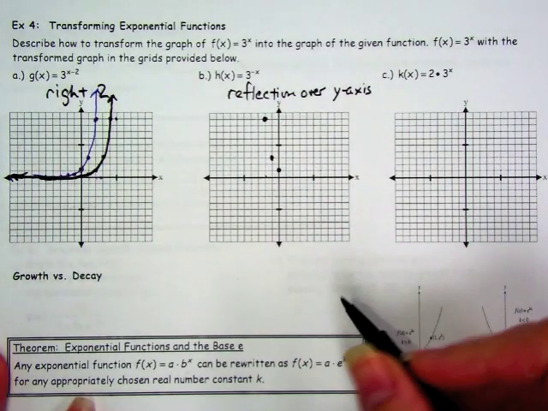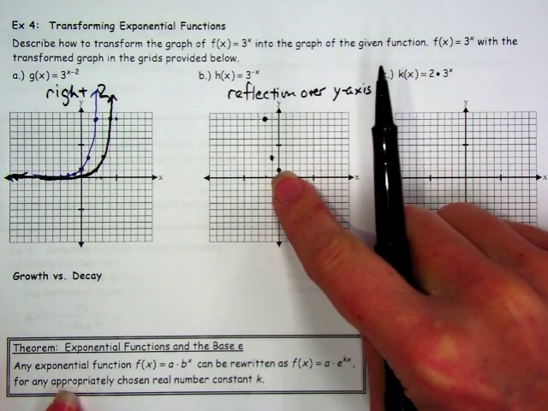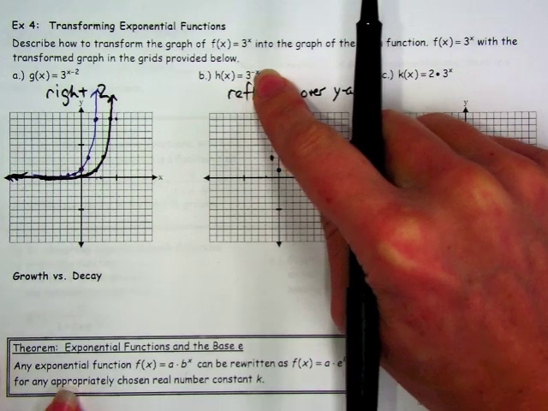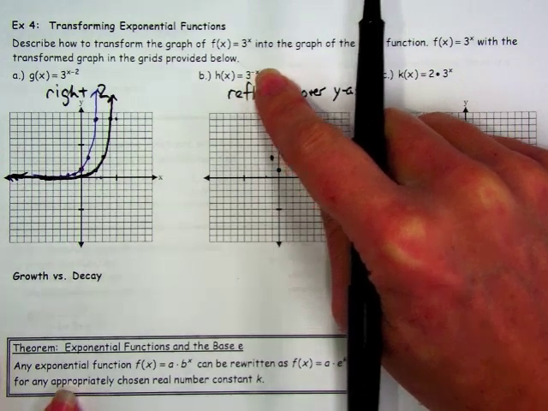Let's think about those for a moment. If I actually put -1 in for x, I have a -1, which makes it +1, and 3 to the first is 3.